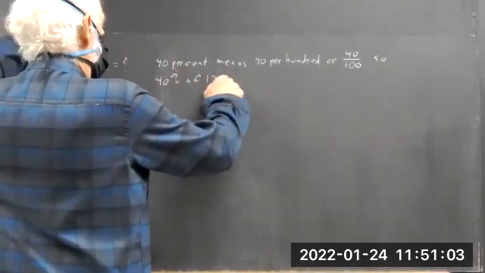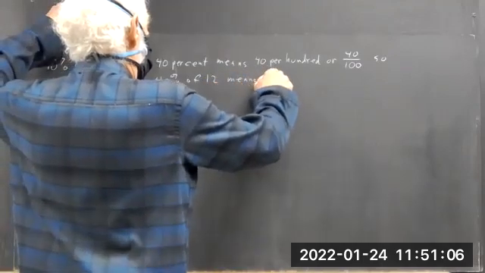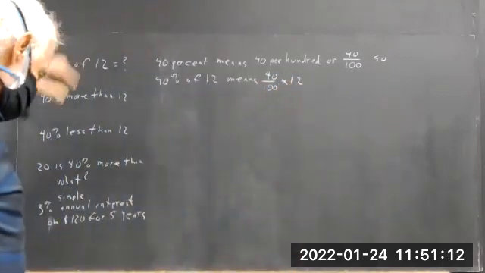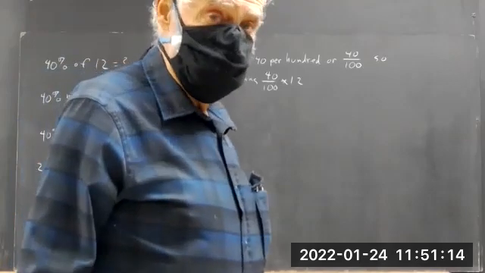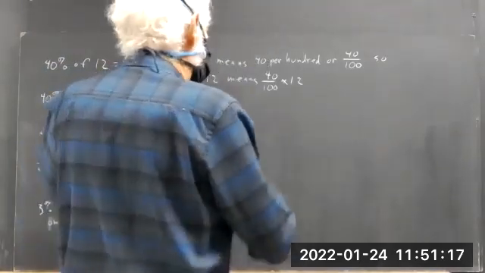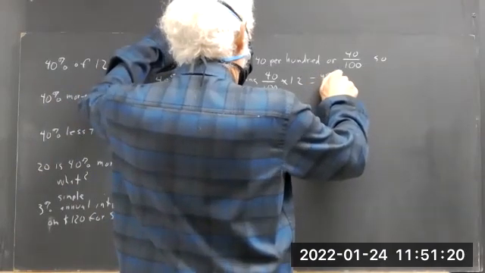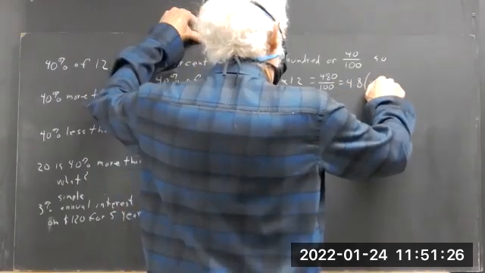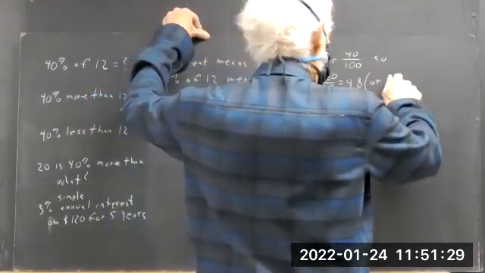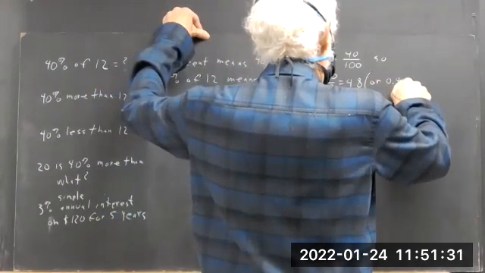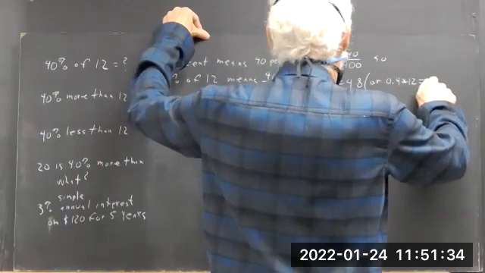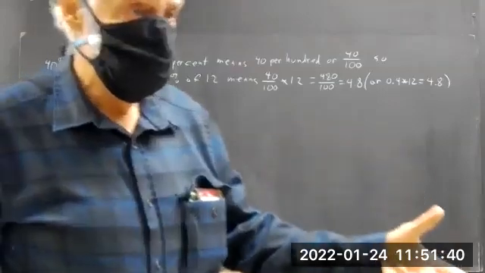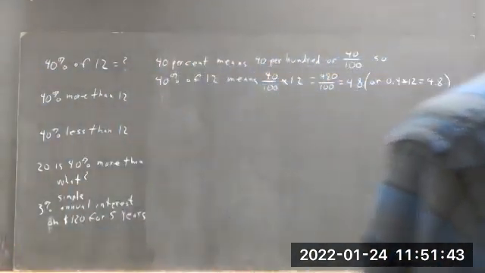Percent of 12. 40 over 100 times 12. Okay. Now you can write that out. 40 times 12 is 480. 480 divided by 100 is 4.8. Or you can change 40 over 100 to 0.4, right? And just multiply that by 12.